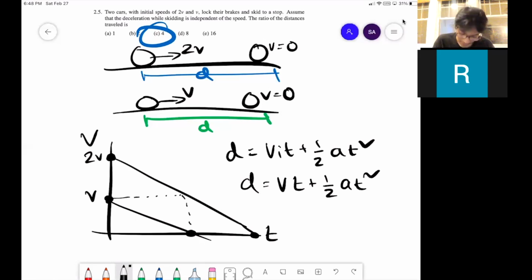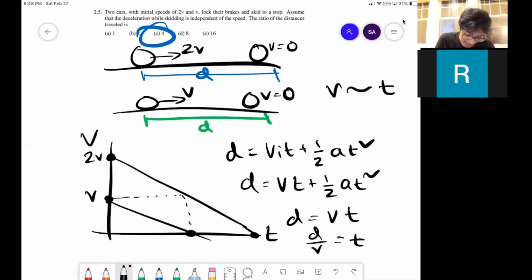But remember, distance is equal to velocity times time, right? So distance over velocity is equal to time. So velocity and time have a linear relationship. That means the guy who started at v ended at a time t. The guy who started at 2v ended at a time 2t, twice the time. And so what does that mean for us? Well, let's check it out.